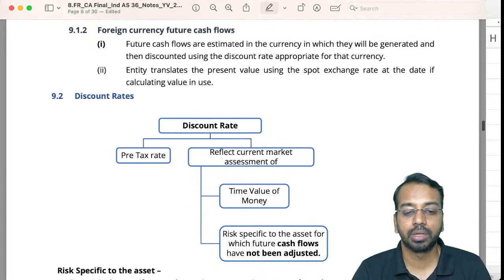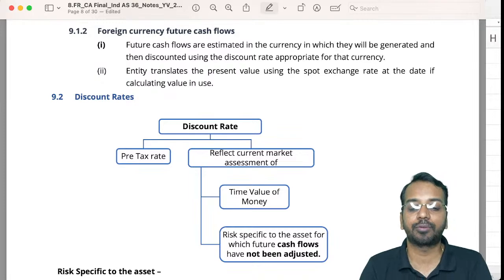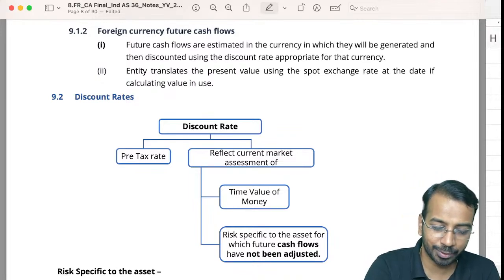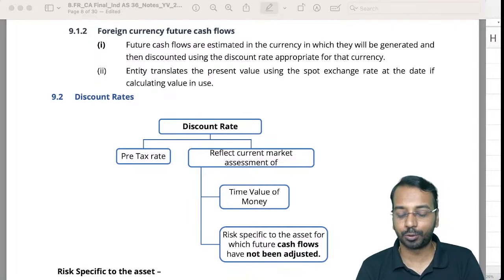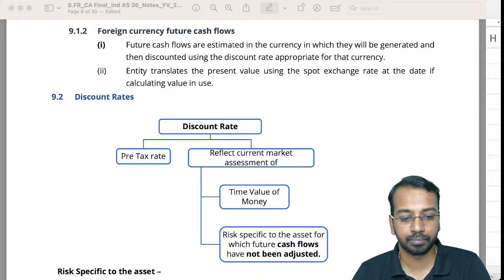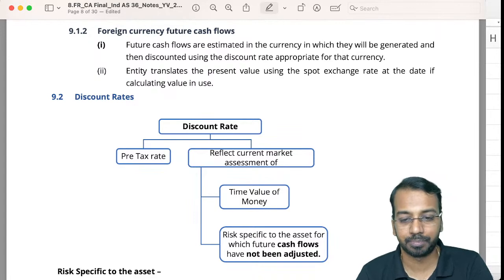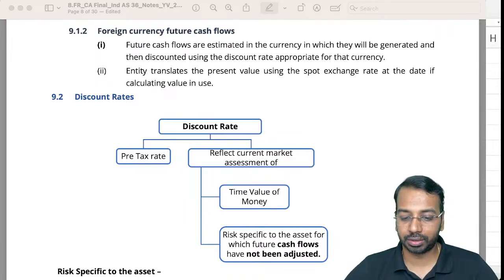Then for foreign currency future cash flows, you have to calculate the cash flows in the currency in which they will be generated and then discounted using the discount rate appropriate for that currency. Now what do I mean by that? See, okay, what is the current borrowing rate if you have to borrow in dollars? If anyone has an idea, how much would you need to pay if you are borrowing in dollars? Okay, if you don't know the exact amount, is it higher or lower than Indian borrowings? If you have to borrow in dollars, will the rate be higher or lower? Borrowing rate. Two or three plus something.